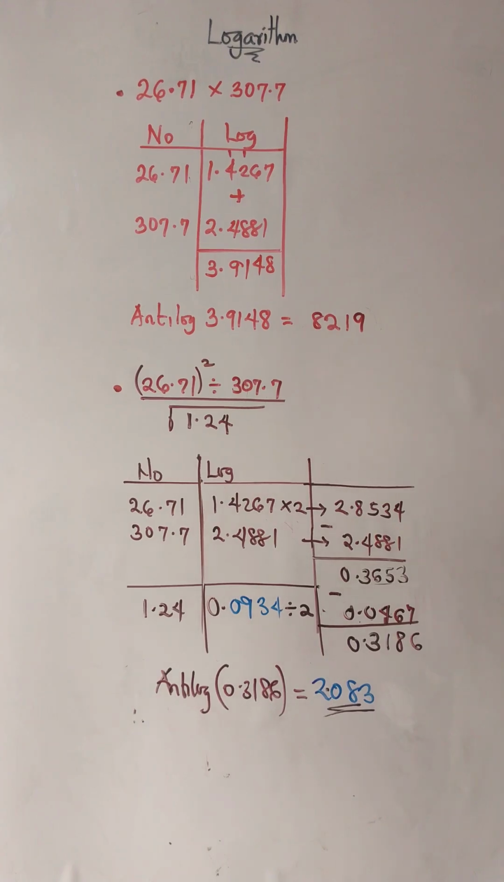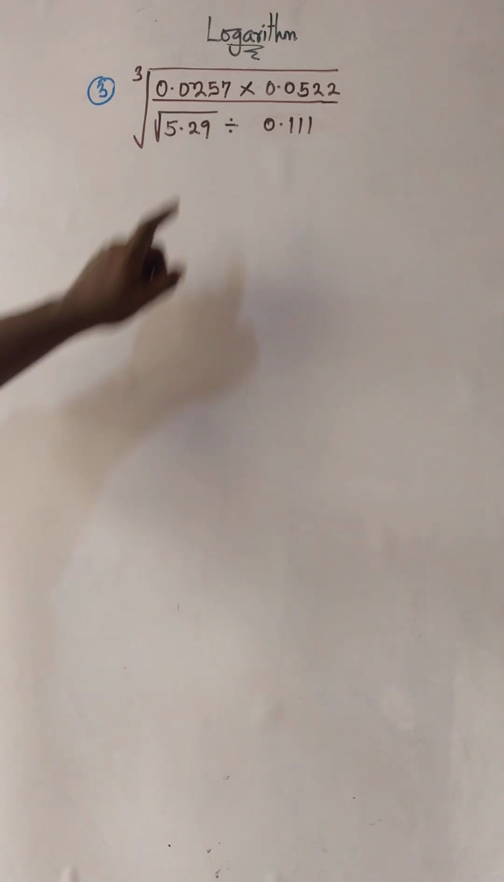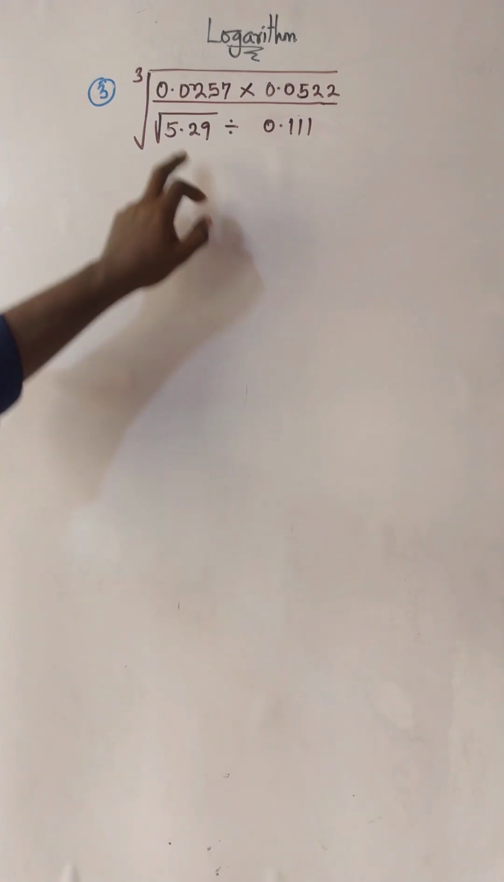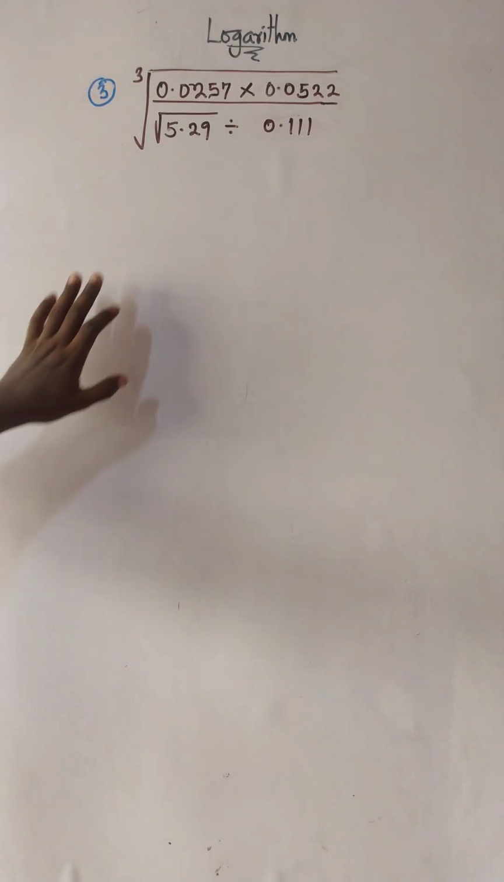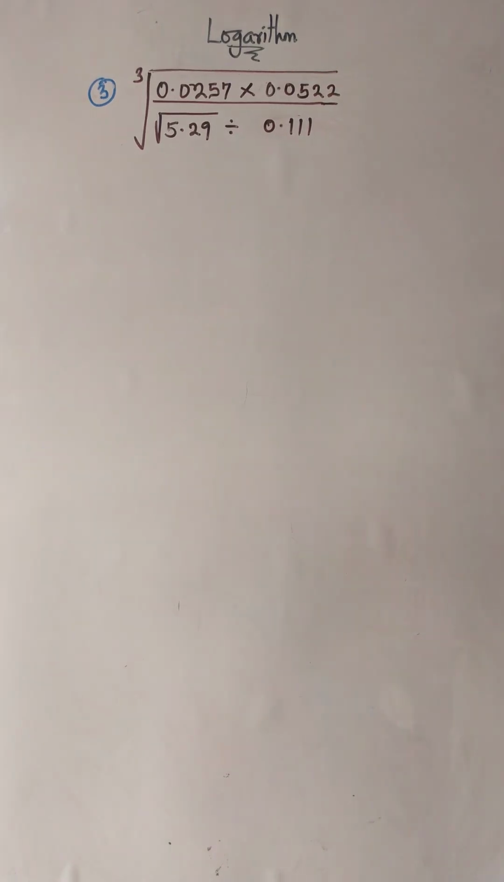Let's take an example. Check out this third example. We have 4 numbers here, and out of these 4 numbers, 3 of them are less than 1. This is the only one greater than 1. So we are following the same steps. The only thing different is the integer part.